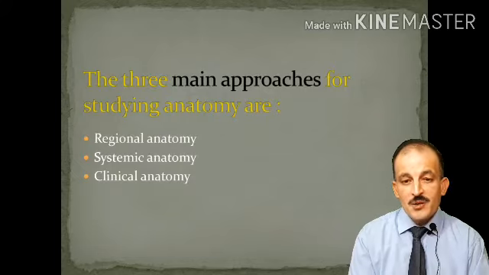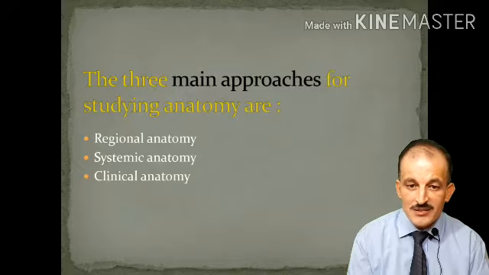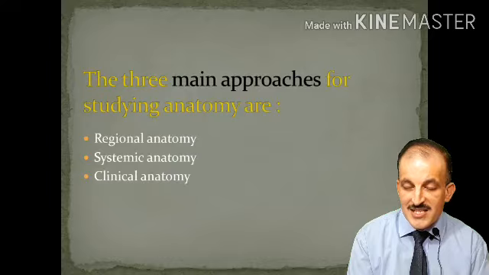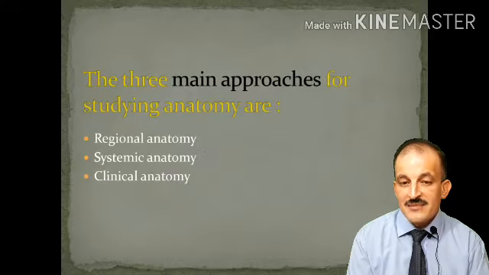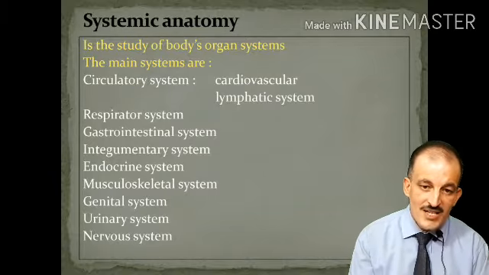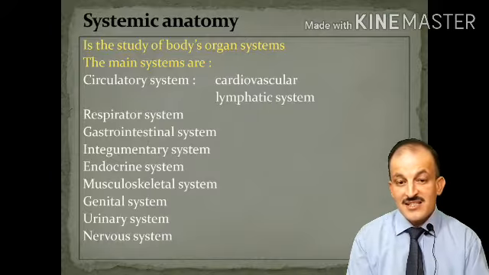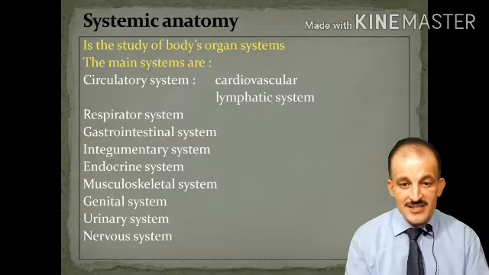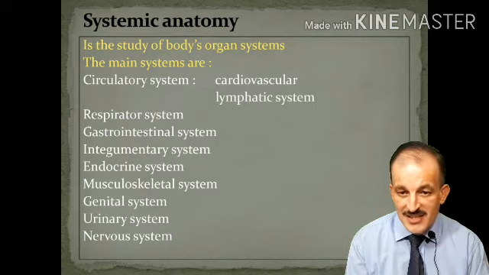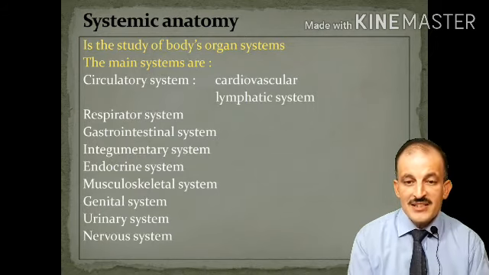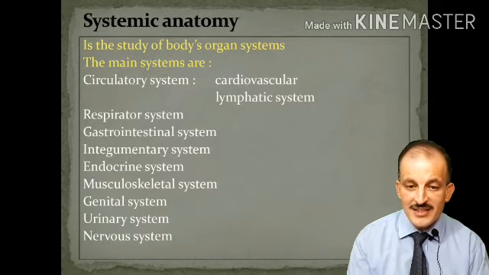The three main approaches for studying anatomy are regional anatomy, systemic anatomy, and clinical anatomy. Regional anatomy is our topic. Systemic anatomy divides the human body into systems. These are the respiratory system, gastrointestinal system, integumentary system, endocrine, musculoskeletal, etc. The circulatory system could be further subdivided into the cardiovascular and lymphatic systems.